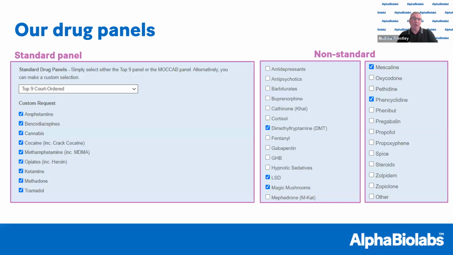We can test whatever combination is required. As an example, I've selected from the non-standard panel there the 5 other types of hallucinogen, 2 of which we talked about earlier, so LSD and magic mushrooms. But you've also got DMT, mescaline, and phencyclidine as well. So again, if you're unsure about what you should be testing for and you're aware of the symptoms of the sample donor, then please reach out to our team and we can give you advice on what we think the drug should be tested for in that particular case.